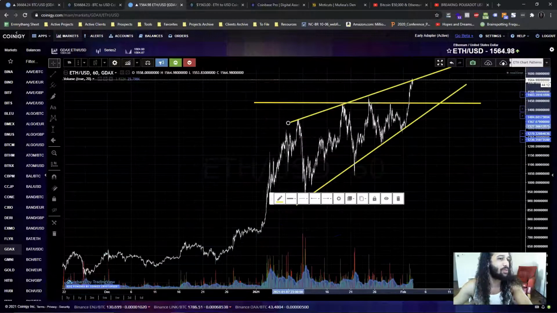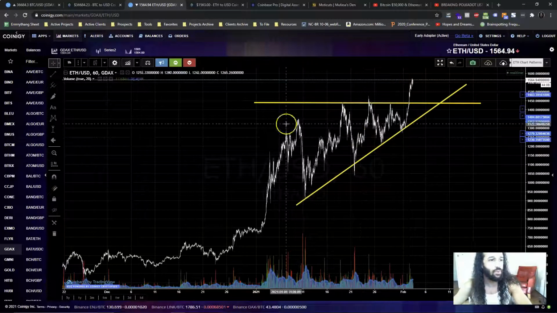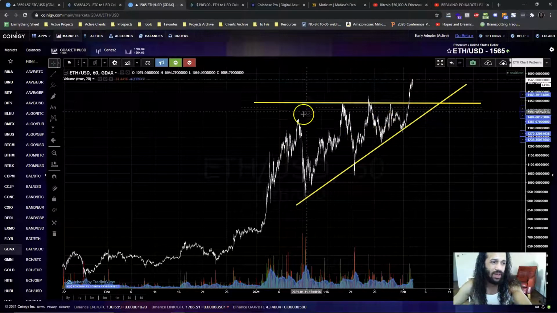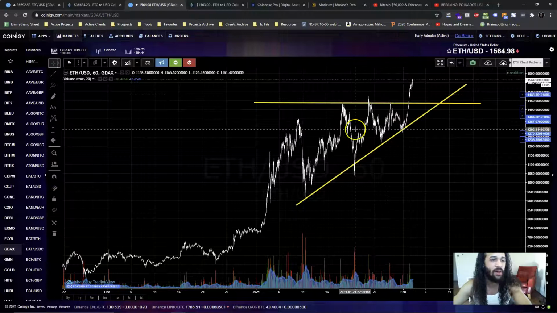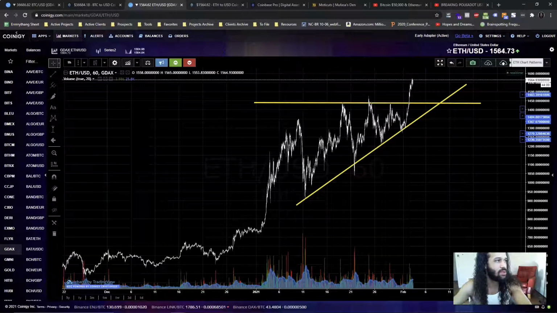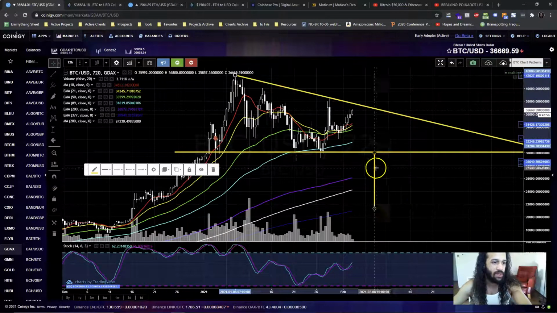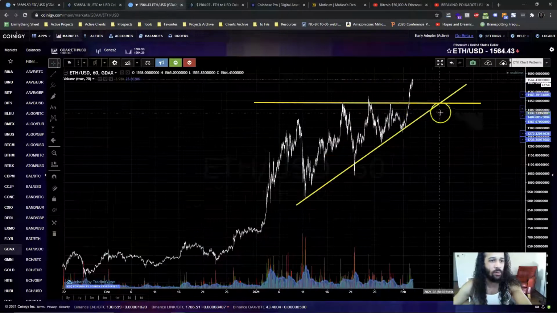Meanwhile, we have some interesting formations coming in on Ethereum. At first, it was this ascending triangle that was kind of ugly to begin with. Ascending triangles tend to break upwards. Descending triangles, like this one, tend to break downward. That's why you see this measured move here.